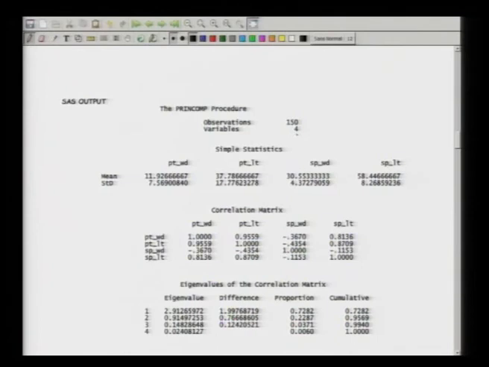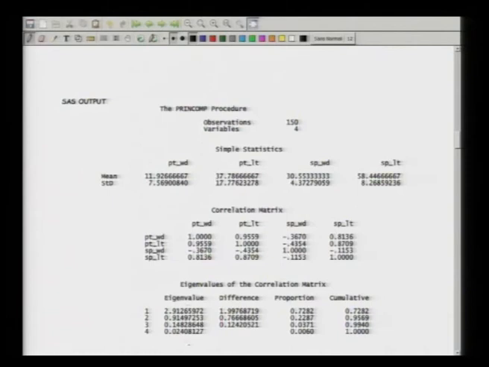These are the number of observations and the number of variables, that is 4 characteristics. Then the means of the different characteristics, x1, x2, x3 and x4, are the sample means. The first one, if you recall, was petal width, and it has this sample mean. Next is petal length, sepal width and sepal length, and similarly the sample standard deviations. This is the sample correlation matrix we have calculated, for the standardized values, and then the eigenvalues calculated from the correlation matrix.